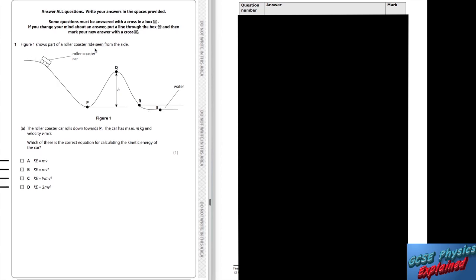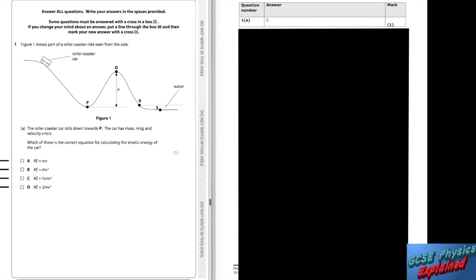Figure 1 shows part of a roller coaster ride seen from the side. The roller coaster car rolls down towards point P. The car has a mass m kilograms and a velocity v meters per second. Which of these is the correct equation for calculating the kinetic energy of the car? Well, the kinetic energy is always a half mv squared, so the answer is C.